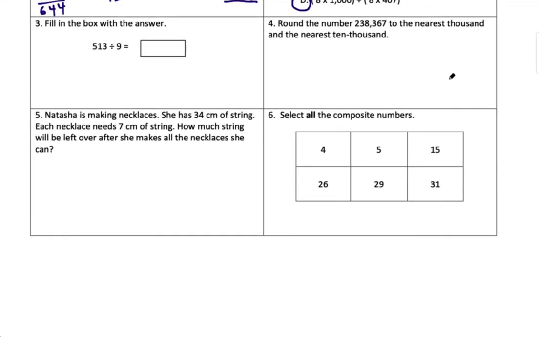All right, number 3, fill in the box with the answer. So it doesn't really matter what strategy you want to do with division. I'm going to do the standard algorithm of division. So whatever strategy that you want to use, make sure you show your work and then put your answer in the box. So I'm going to use the standard algorithm of division.